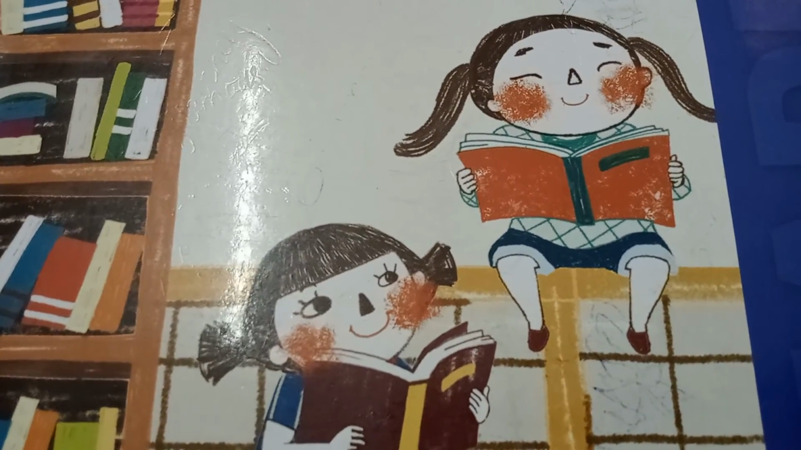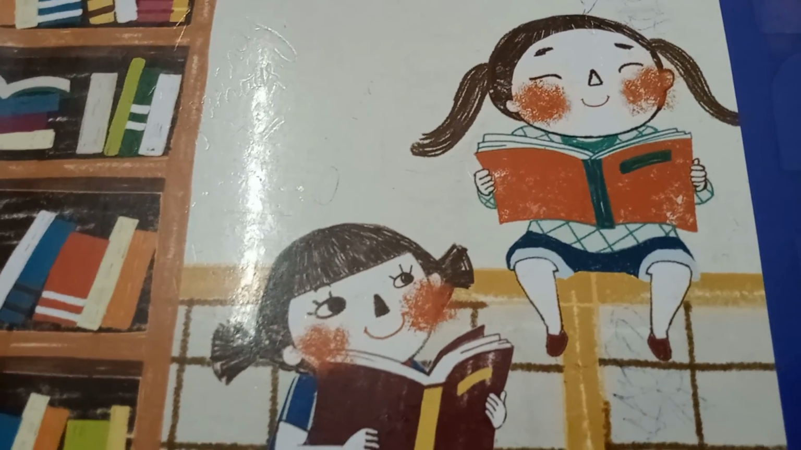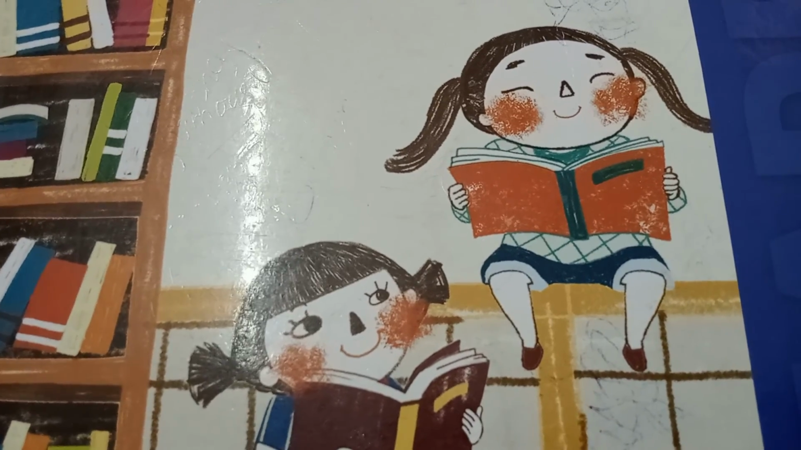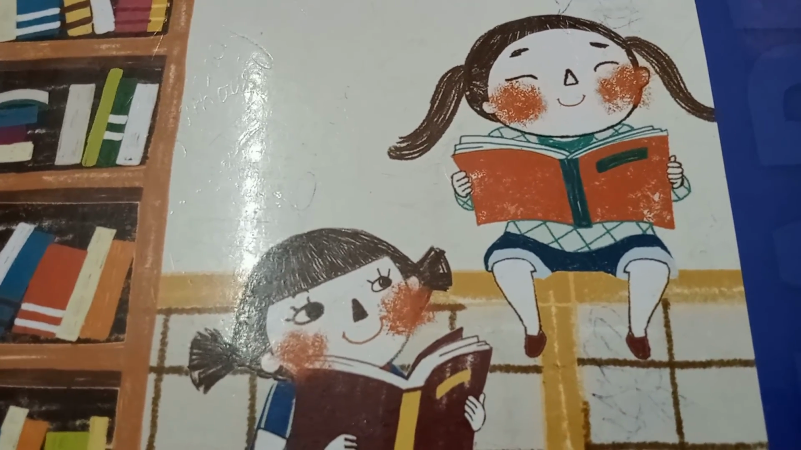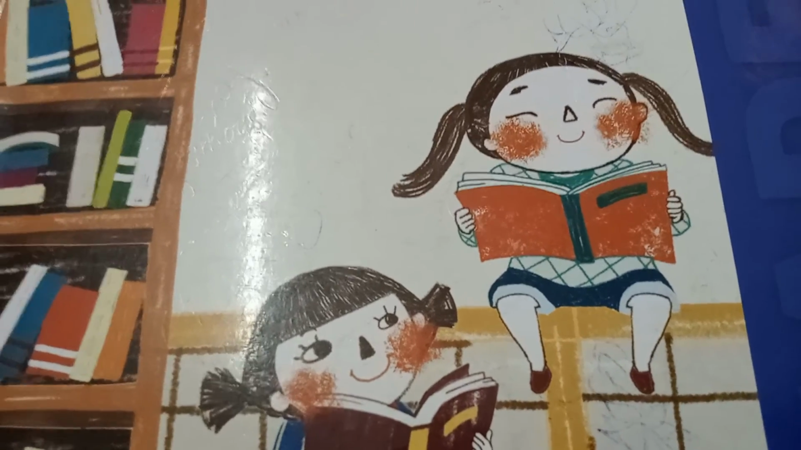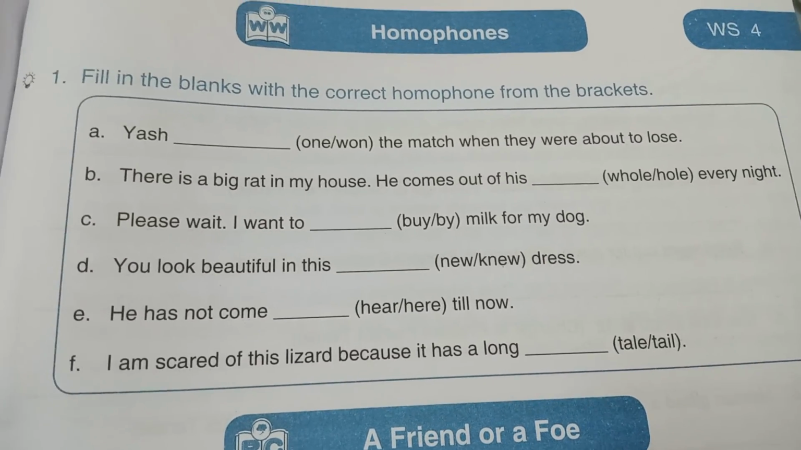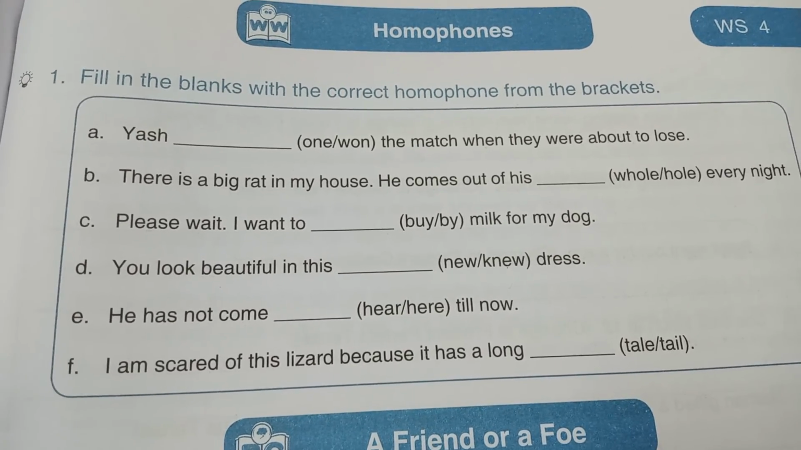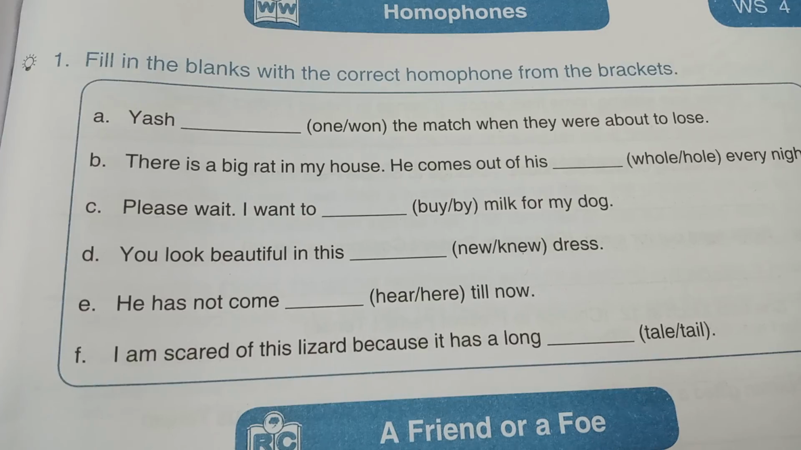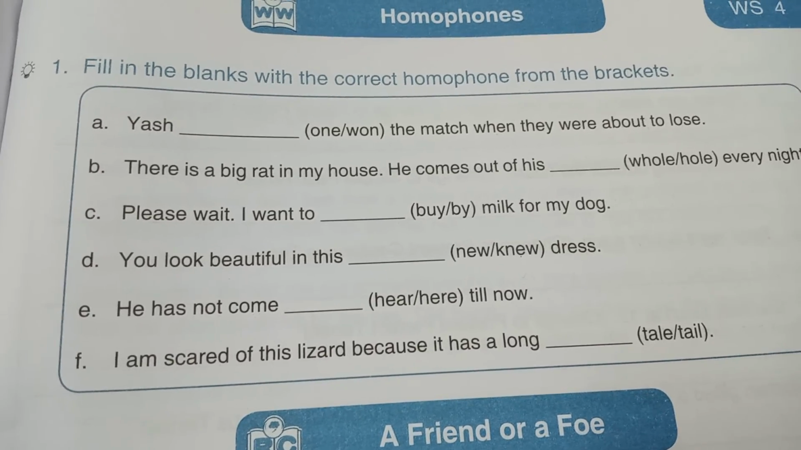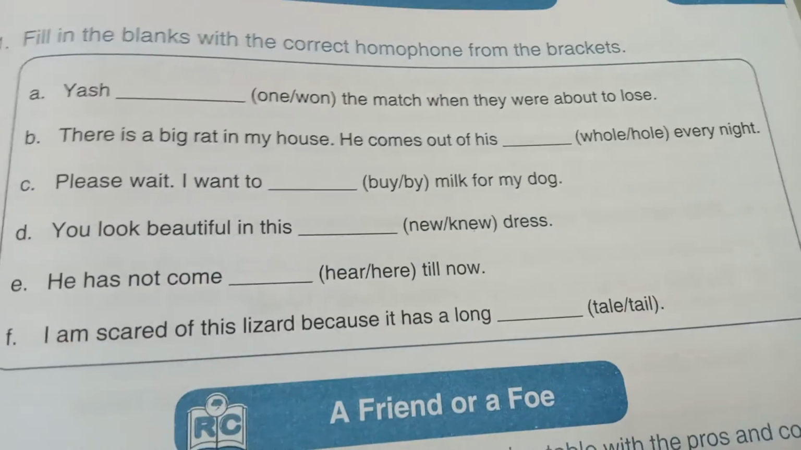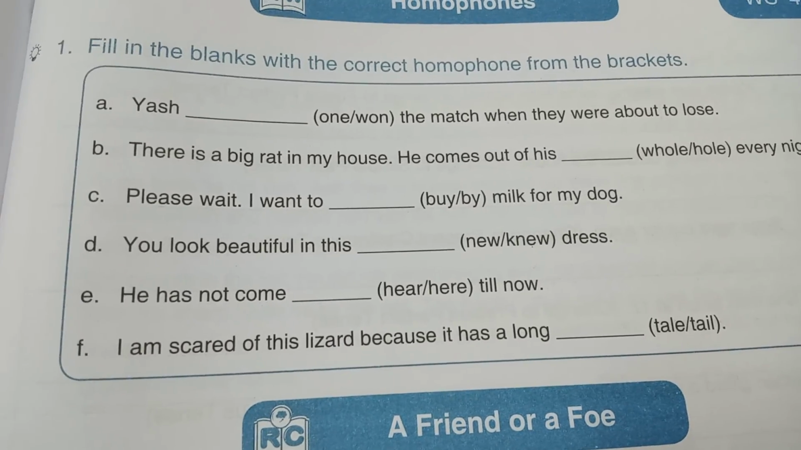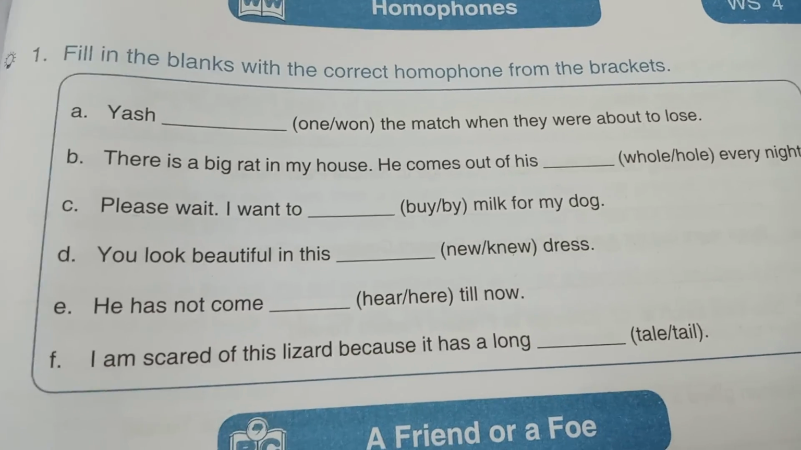Now we are going to complete one worksheet. Worksheet number 4, question number 1. You have a workbook, which means you have to take that. Otherwise, you have to pause the video, write the question and answer it yourself. See this. This is worksheet number 4, question number 1. Fill in the blank with the correct homophone from the brackets. You have to read the sentence. After that, you have to find out the homophone and fill the blank here. You have to pause the video. If you don't have a book, write in your notebook and send it in our WhatsApp group. Great.